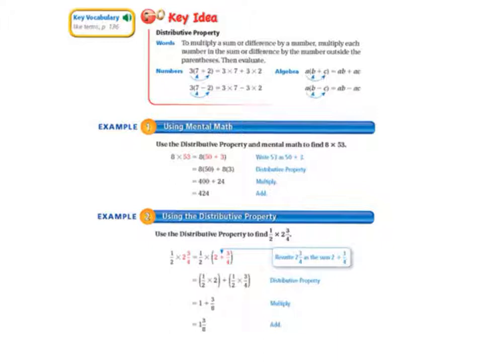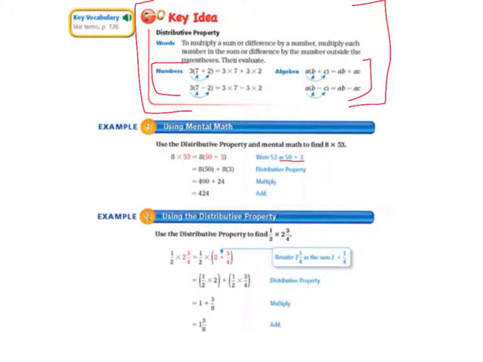To begin, copy the key idea at the top of page 134 into your notebook. Be sure you copy the words and the numbers and algebra that are in the key idea. Example 1, using mental math, says use the distributive property and mental math to find 8 times 53. So our directions are write 53 as 50 plus 3.